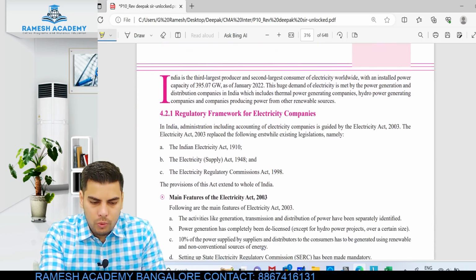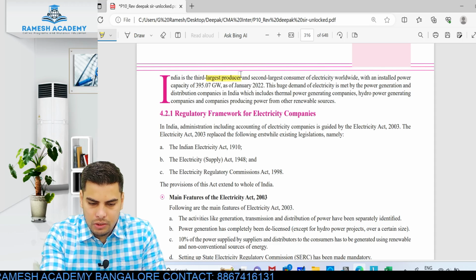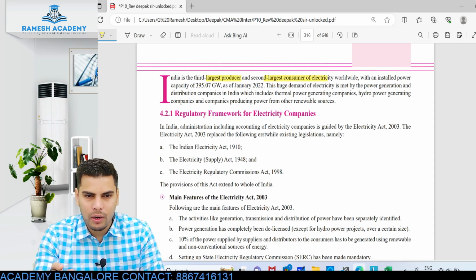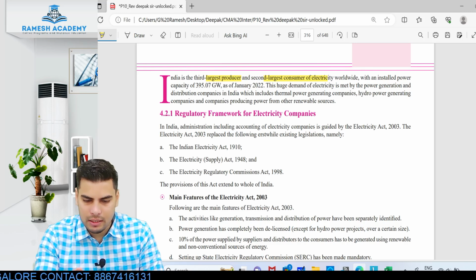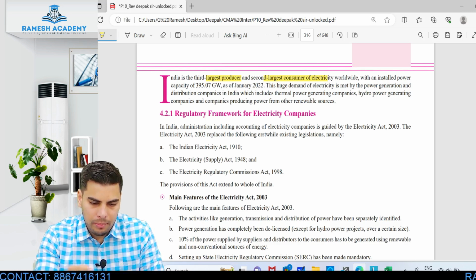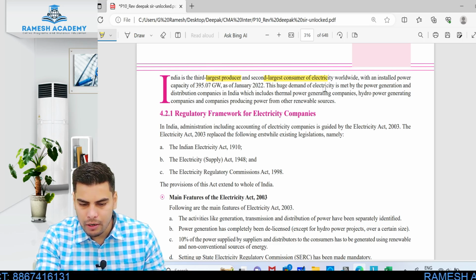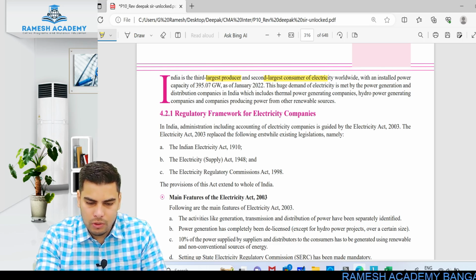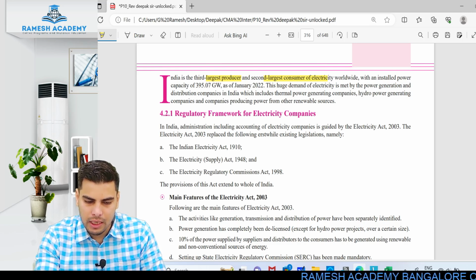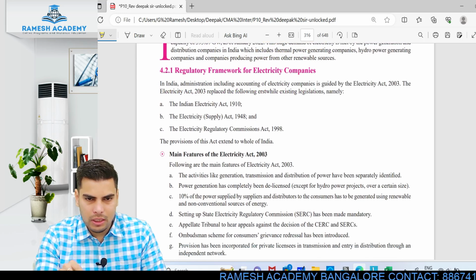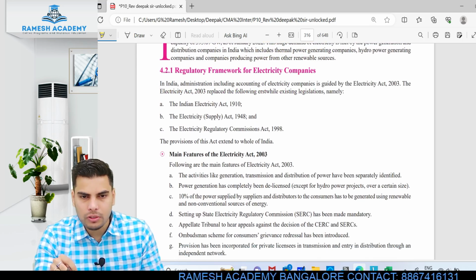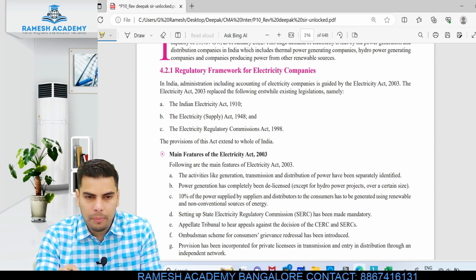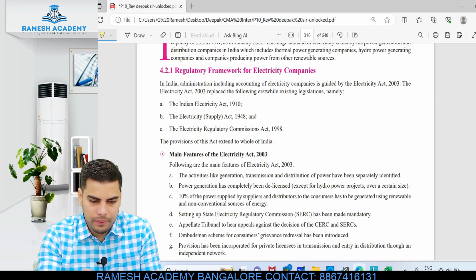All right. So India is the third largest producer and second largest consumer of electricity. Not required again, just for general knowledge, you can just remember this. Third largest producer and second largest consumer worldwide. With an installed power capacity, you need not remember this. This huge demand of electricity is met by the power generation and distribution companies in India, which include thermal power generating companies, hydropower generating companies, and companies producing power from other renewable sources. What is important in this particular chapter is how exactly we account for certain transactions and how exactly we are supposed to prepare the financial statements. That exactly is important.